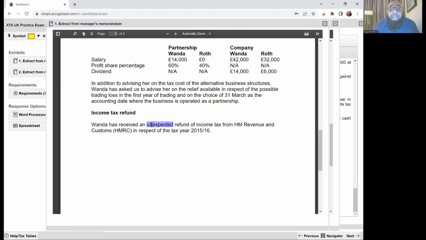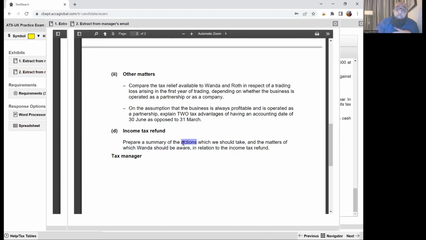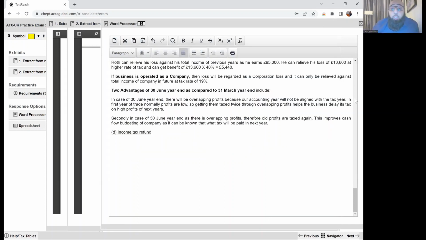Vanda has received an unexpected refund of income tax from HMRC in respect of the tax year 2015-16. So she has got some refund and she doesn't know what it's about. So he's asking what actions we should take and what matters Vanda should be aware of. So obviously we should investigate the reason for this refund. If we cannot find the reason, Vanda should notify HMRC. If she fails to notify, they'll impose a penalty. It will become an issue.